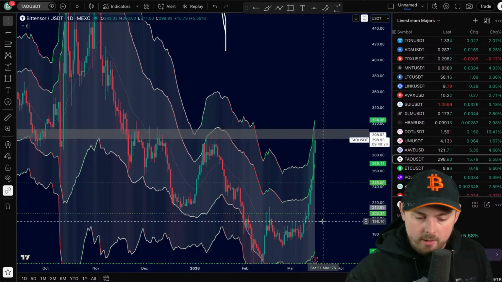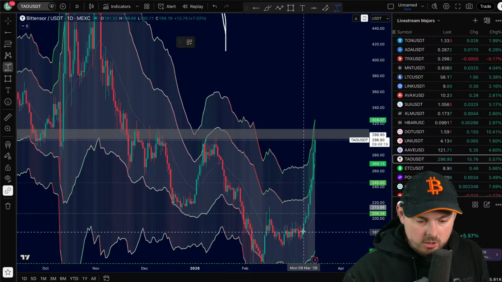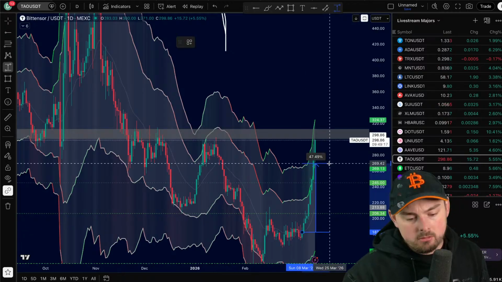Even from here, say when it was consolidating there, let's just say you got in right in the middle. So nothing too sniperish, but right in the middle. 65%. Can't complain with that, can you?